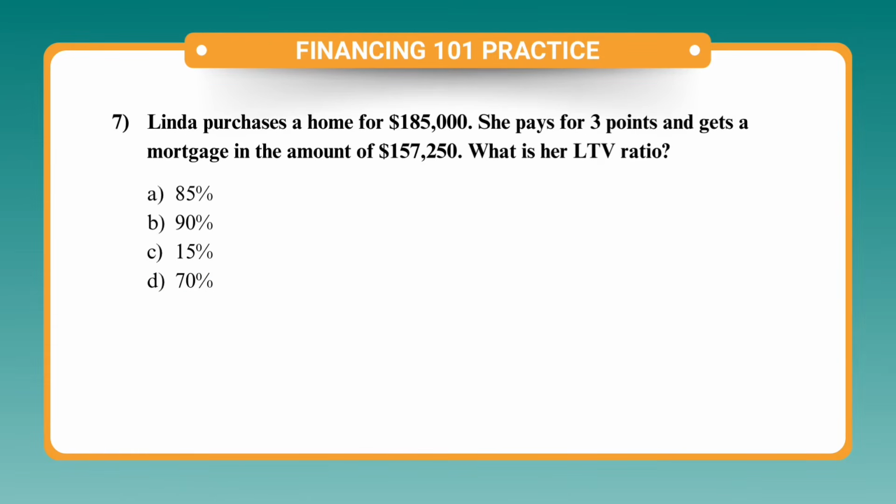Number 7, Linda purchases a home for $185,000. She pays for 3 points and gets a mortgage in the amount of $157,250. What is her LTV ratio? Is it A, 85%, B, 90%, C, 15%, or D, 70%? The answer is A, 85%.